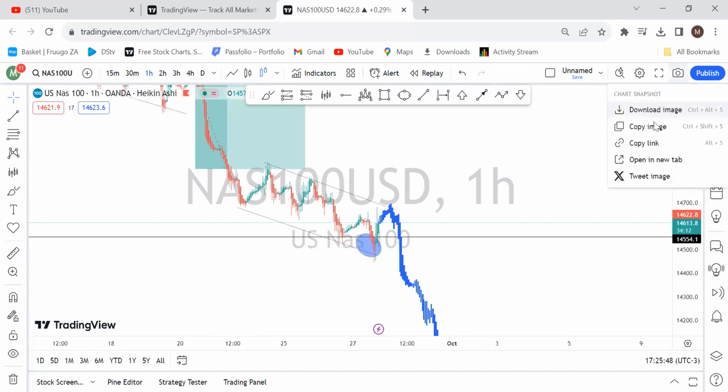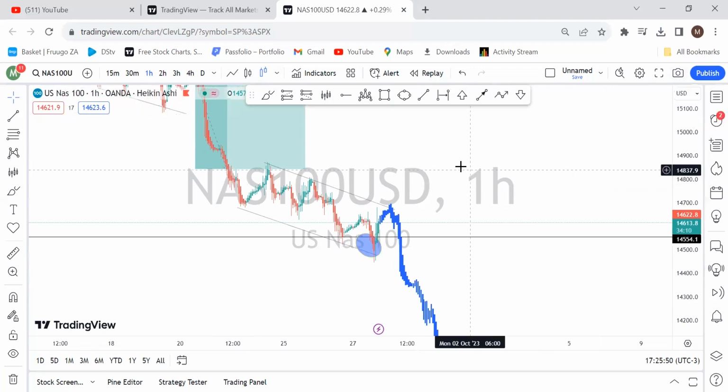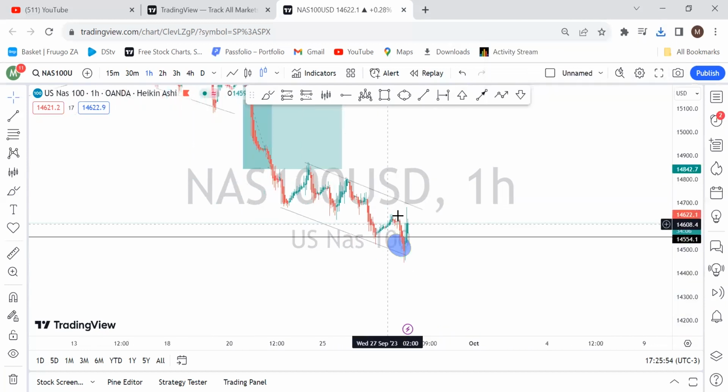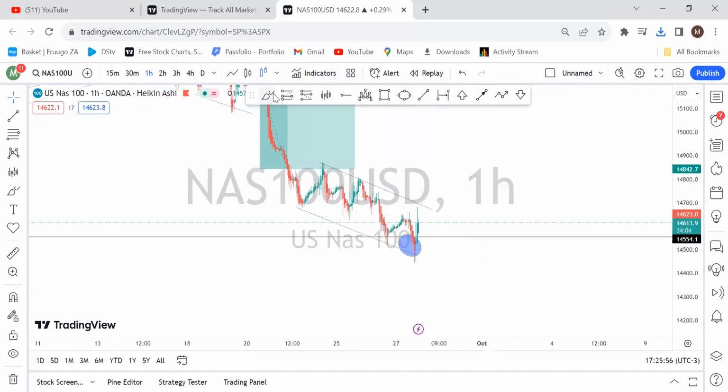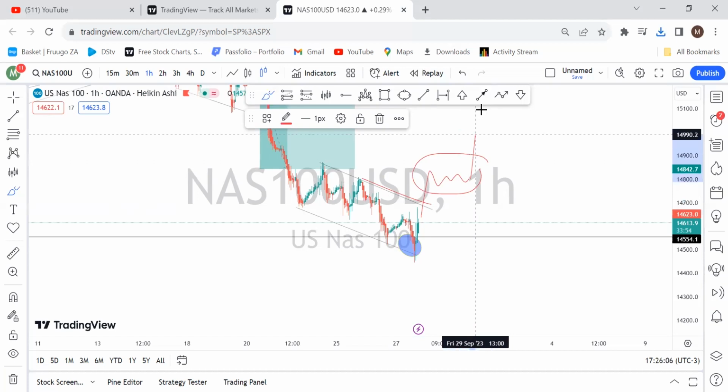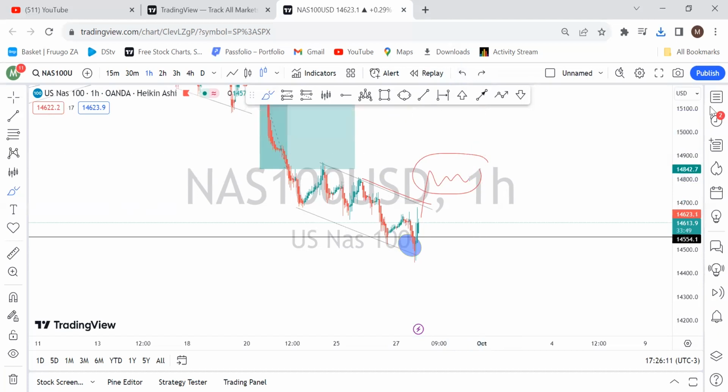Let me just quickly take a screenshot of that. And yeah, so basically if the price gives you an impulse, breaks this resistance, and then gives you a nice correction right there, feel very comfortable to buy at that point. So that is it with NASDAQ.